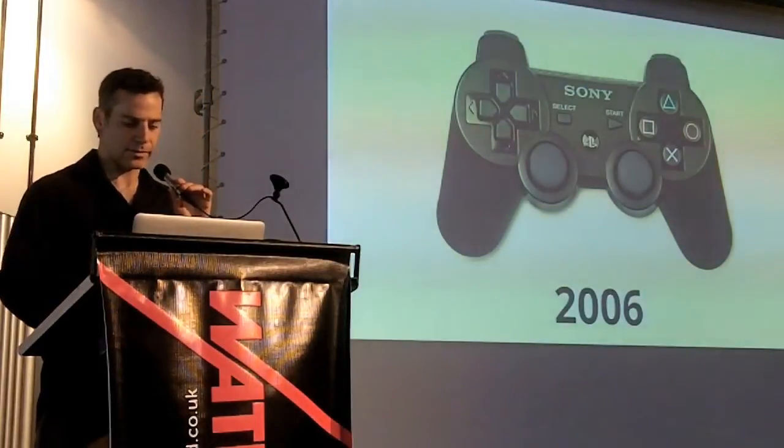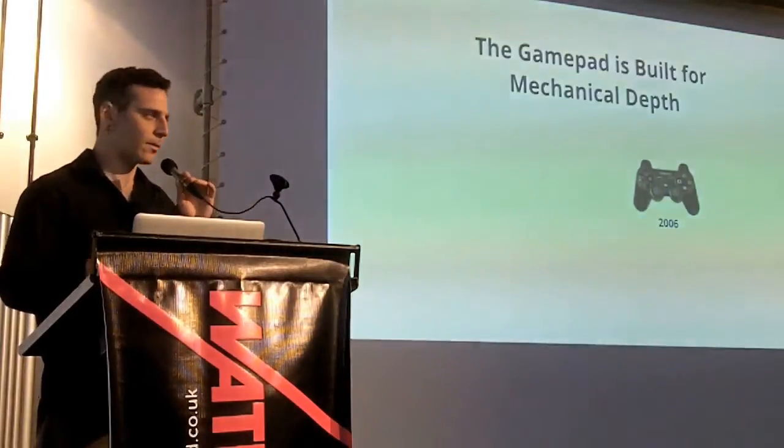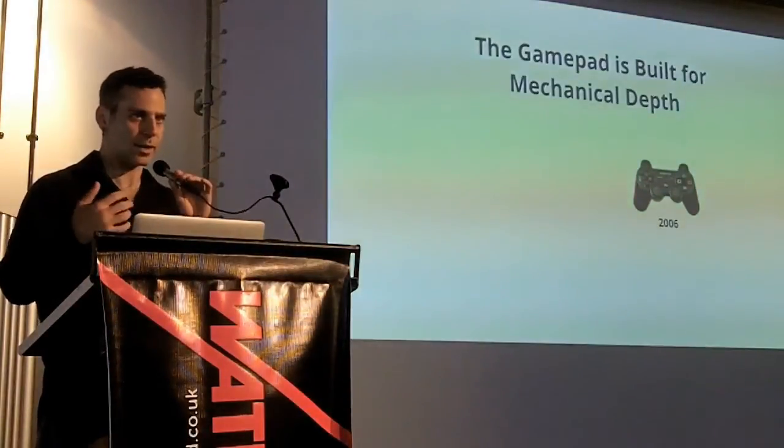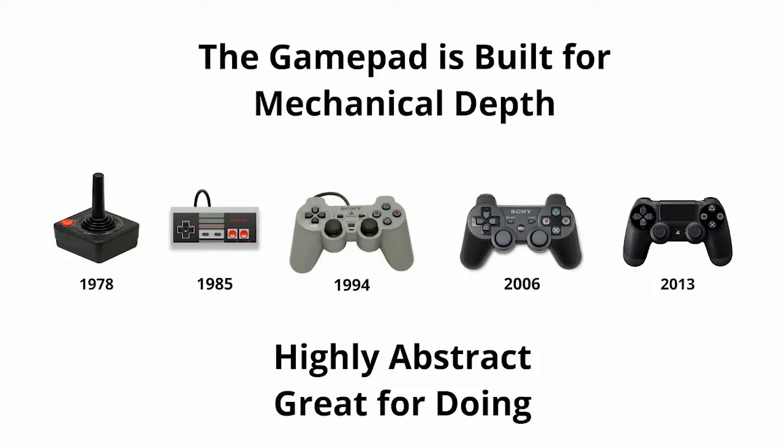This is the controller for Last of Us. It's the PlayStation 3. And if you think about it, the gamepad is really built for mechanical depth. It's really about having lots of buttons that you can press to do lots of different things. And that's really how our control schemes have evolved over time, from the Atari to the Nintendo to the PlayStation 1 controller, which, as you noticed, looks very much like the PlayStation 3 controller, and actually a lot like the PlayStation 4 controller.